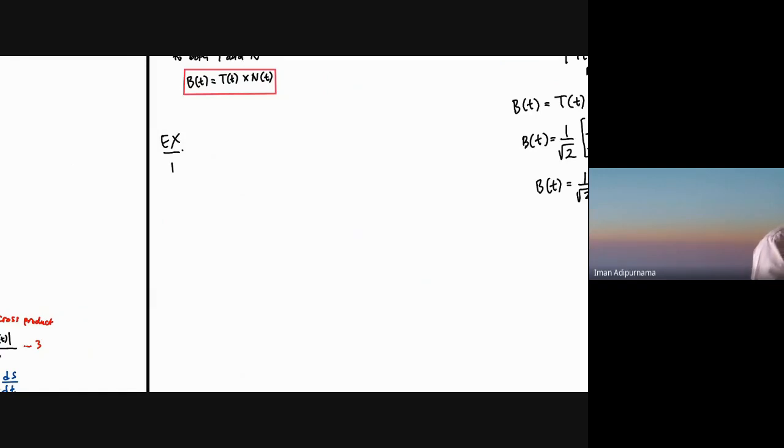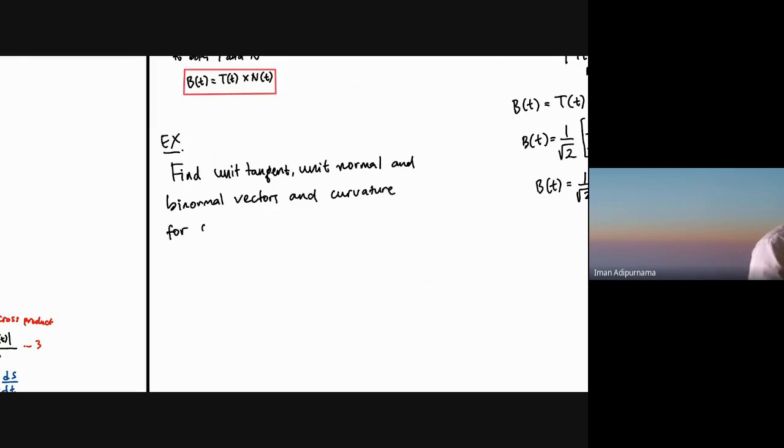Another example. Find the unit tangent, unit normal, and binormal, and the curvature, for the curve r(t) = (t, square root of 2 ln t, 1 over t) at the point (1, 0, 1).